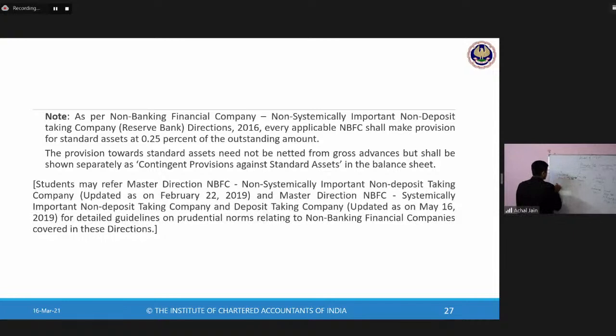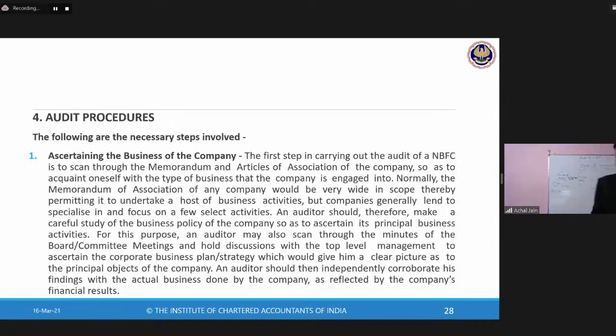So here again we have two categories: systemically important non-deposit taking and deposit taking, it is 0.40%. And non-systemically important non-deposit taking, it is 0.25%. Okay, clear? Easy to understand? Yeah, easy to understand. Now, this was not something which we were actually supposed to do. And let me just give you the perspective why I'm making this statement.